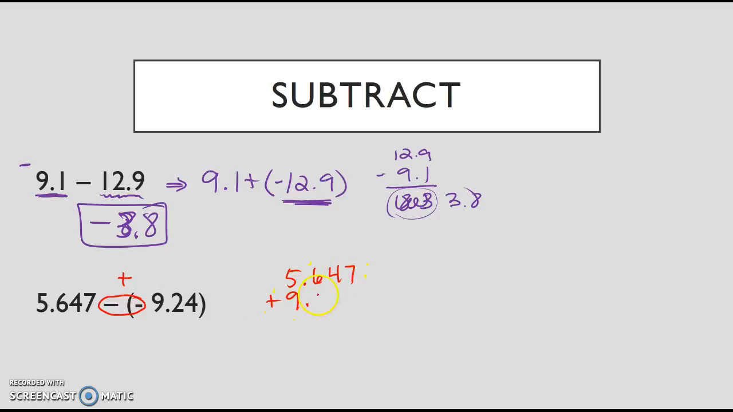So we're going to line up those decimals, add a 0 for a placeholder, and when we add this up, we get 14 887 thousandths as our answer. And that is positive. Okay, multiplication.